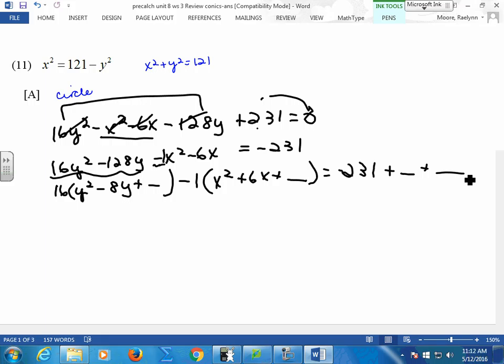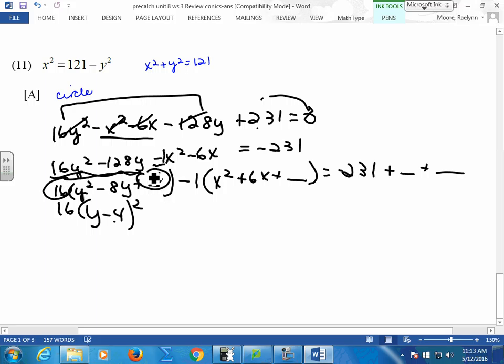What's half of negative 8? Negative 4. Y minus 4 squared. What is 4 squared? Now, this is trapped in here. Bring down this 16. What do I got to do to this? You've got to multiply by 16. Good. What is 16 times 16?